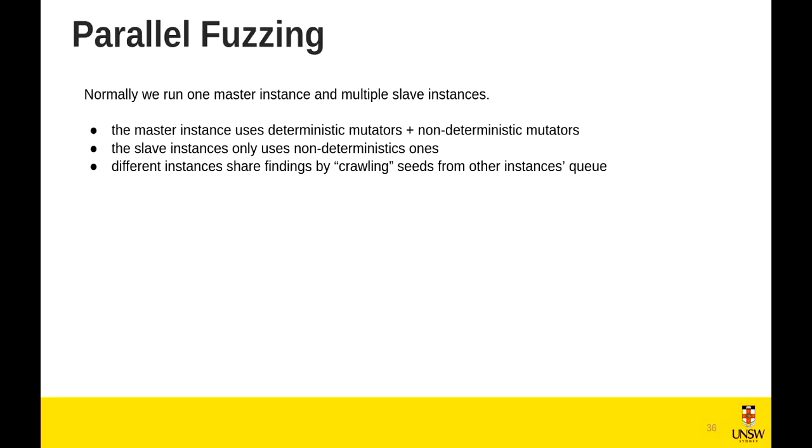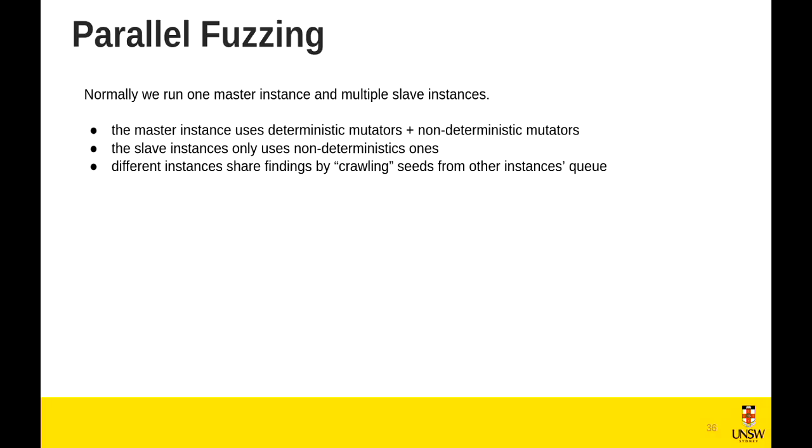Normally when we do parallel fuzzing, we will have one master instance which has the deterministic mutation operators enabled, and we will have multiple slave instances with deterministic mutation operators disabled. You can think about why only one instance is allowed to do deterministic mutation operators. You can think about it on your own. I won't discuss it in too much detail here.